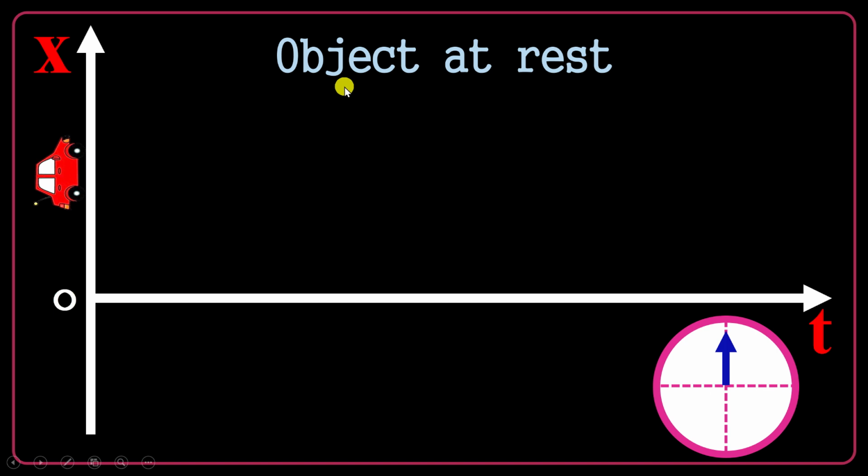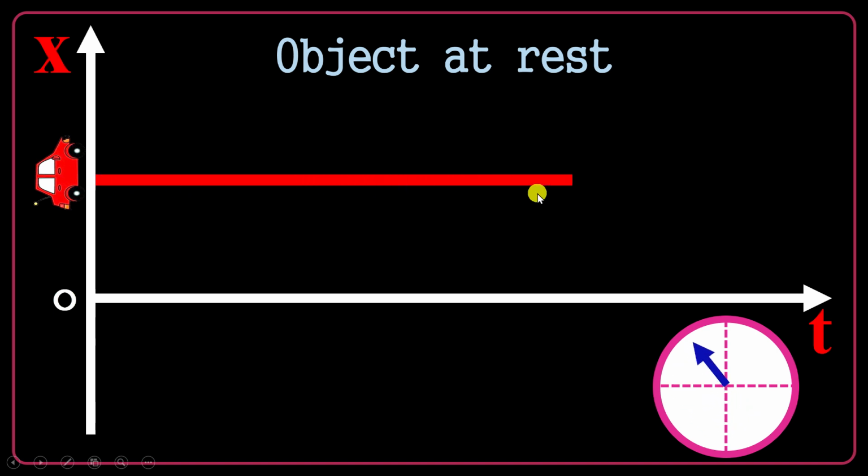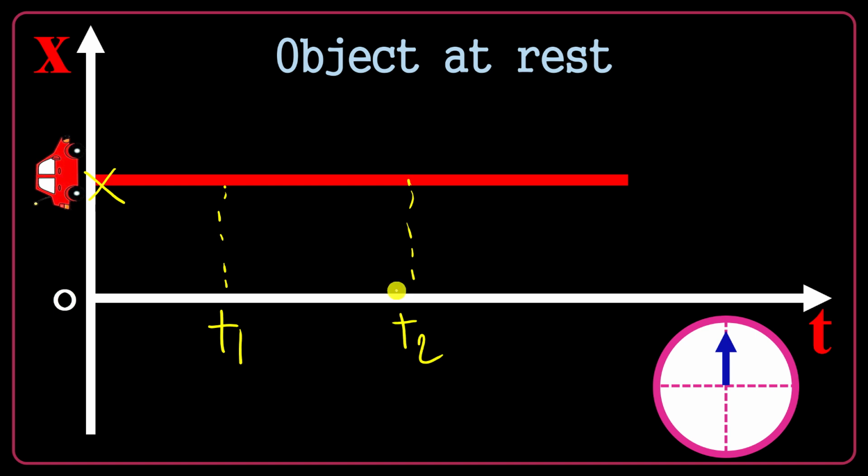Okay, look at this object. This object is at rest, meaning that this toy car will be here forever. In the coming seconds or moments, I will find the object exactly at this point. Also, if I draw the xt graph, it will be a horizontal line with no slope. What does it mean? It means that at t1, the object is here. At t2, again, the object is here, and so on. So I won't have any change in position.